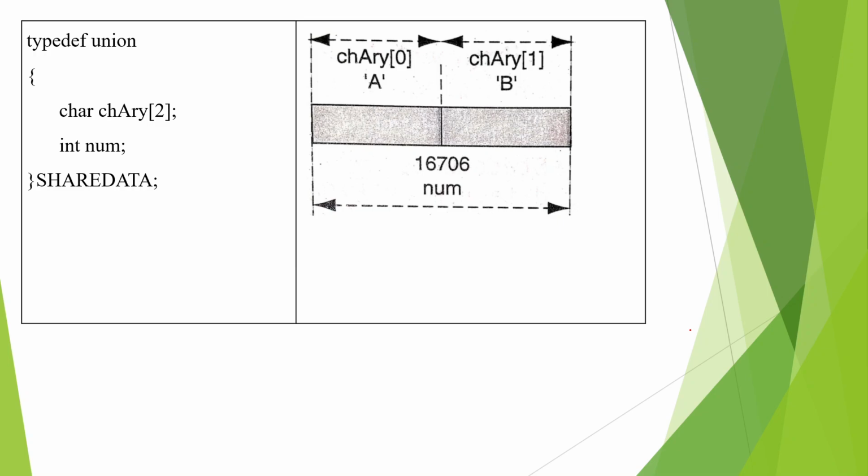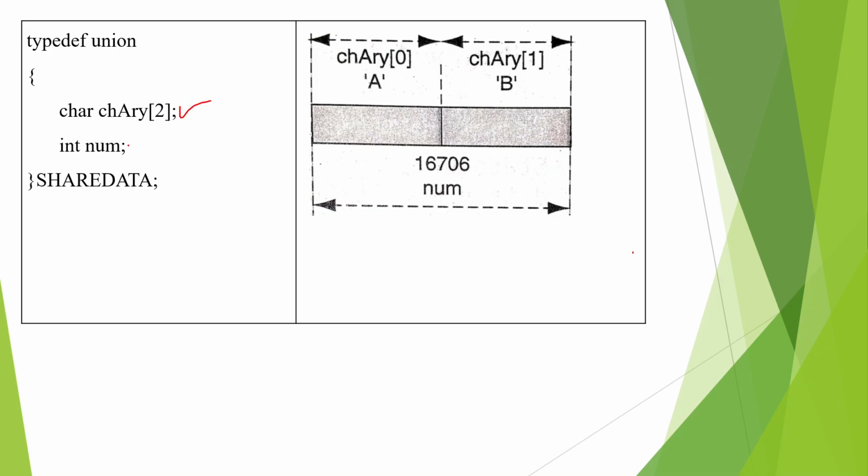Here you can see integer num. When I'm creating a union, I have created an integer num and a character array of 2 elements.